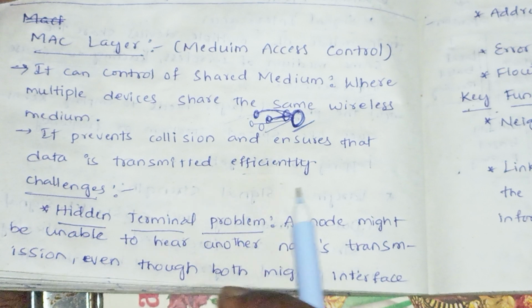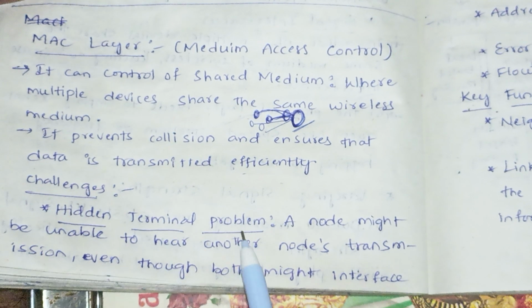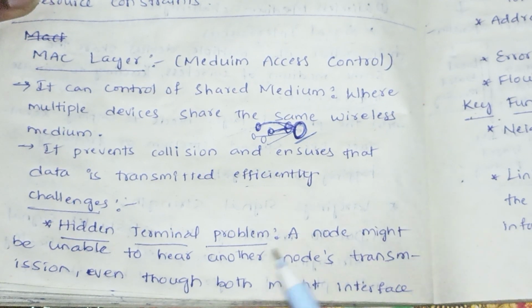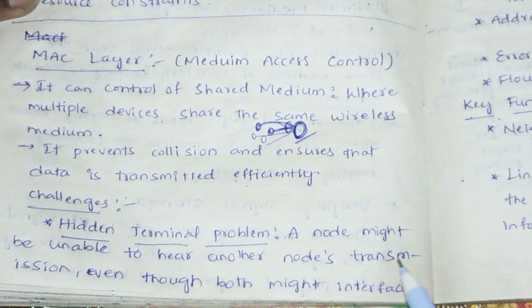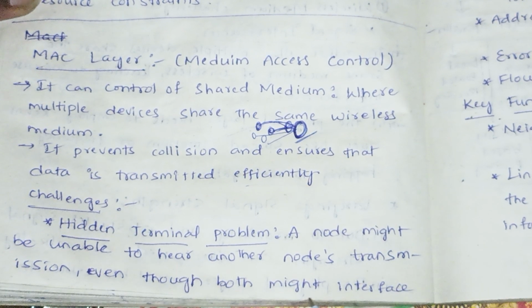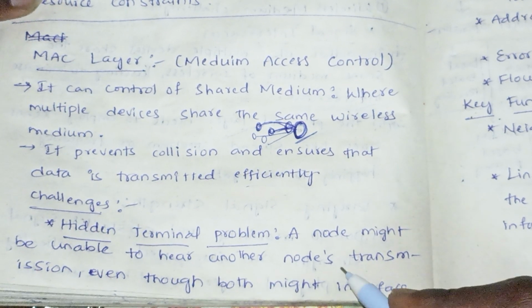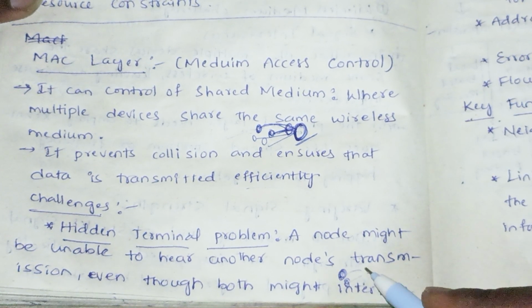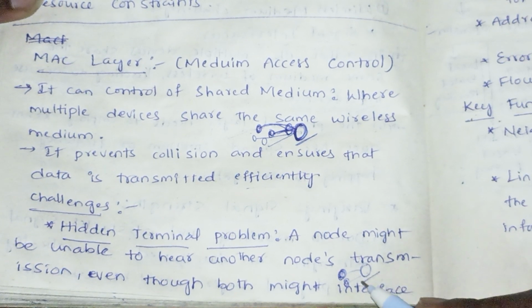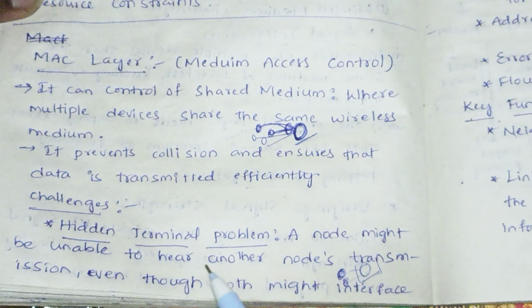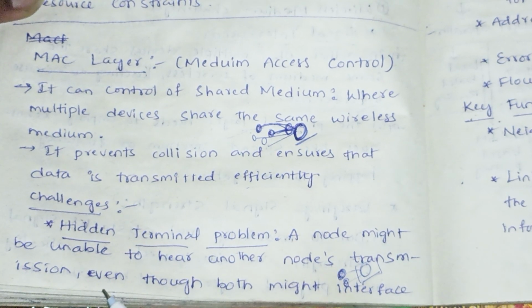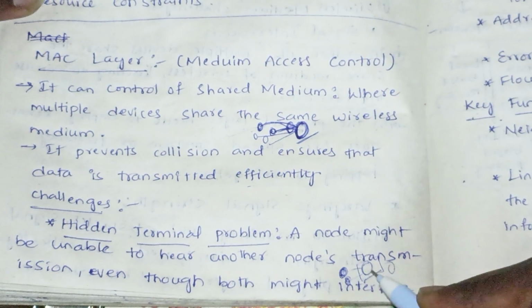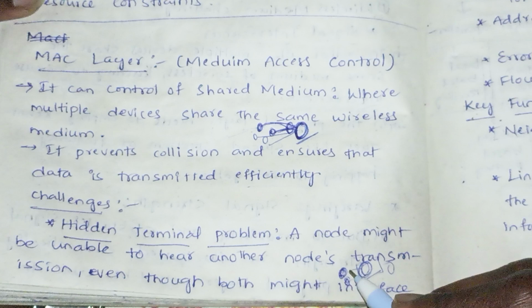Next, what are the challenges present in the MAC layer? The hidden terminal problem. A node might be unable to hear another node's transmission even though both might interfere at the third node. For example, there are two nodes sharing data on the same medium toward a third node. Both have some interference at the third node, yet they are unable to hear each other.